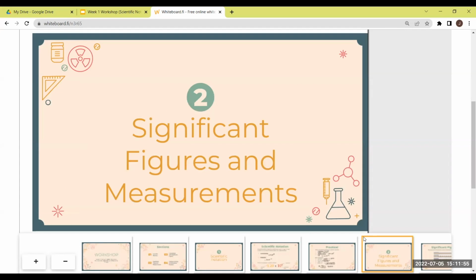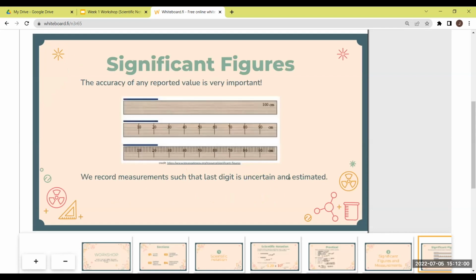And so for our next section, we have significant figures and recorded measurements. It's important to remember that the accuracy of any reported value is going to be crucial in your calculations. So here we have this ruler right here. There's not a lot of tick marks on this very first one, but the second one has some more tick marks, and then the third one is much more detailed than the second one.